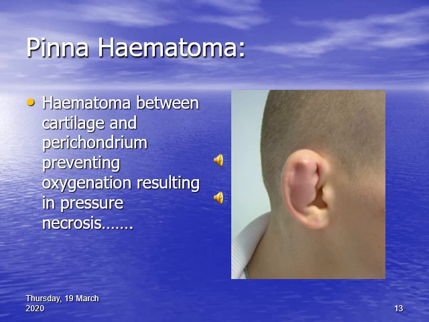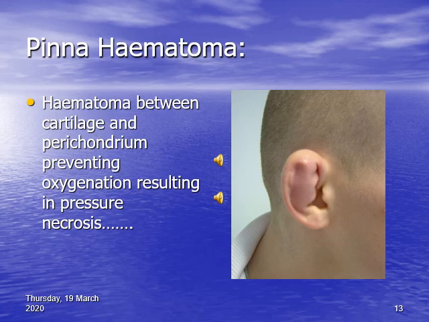Here the blood will accumulate in the subperichondrial plane, meaning between the perichondrium and the cartilage. Because the cartilage needs the perichondrium for feeding, for oxygenation, for blood supply, accumulation of blood between the perichondrium and the cartilage results in avascular necrosis of the cartilage, and may result in cartilage necrosis, cartilage resorption, and deformity.